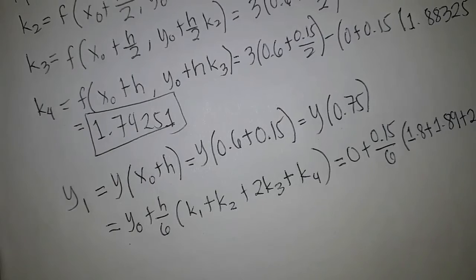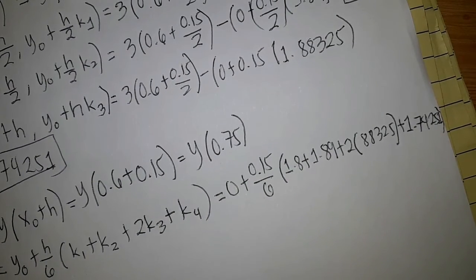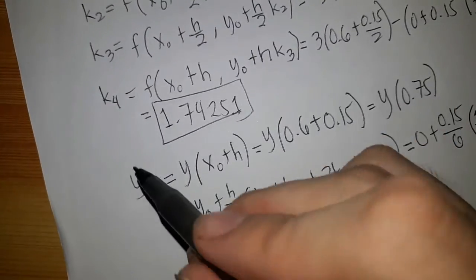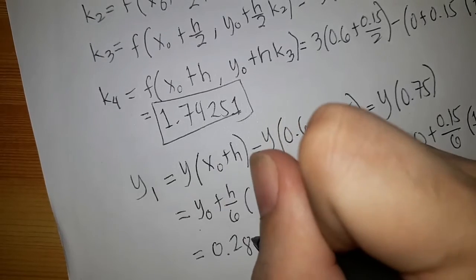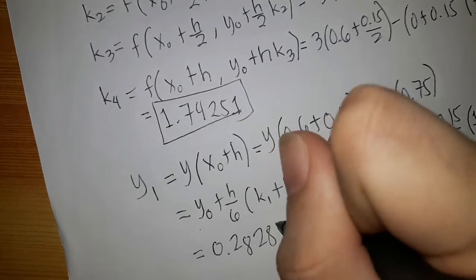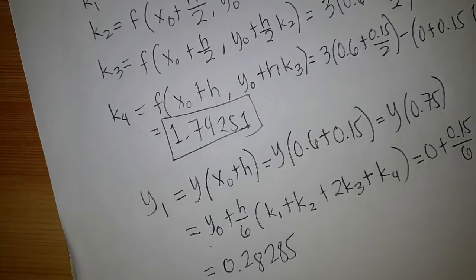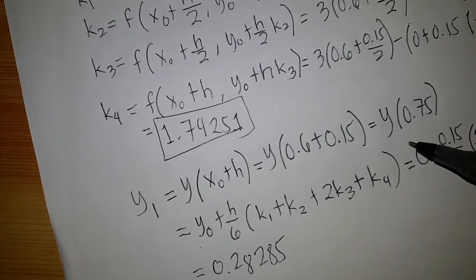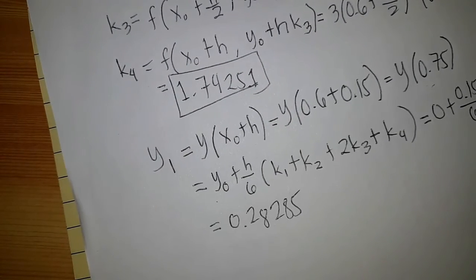So if you input these values on the calculator, the answer for y1 will be 0.28285. As you can see here, this value is the function of x, which is equal to 0.75. So we still haven't obtained the value that is required by the problem. So let us continue solving this one.